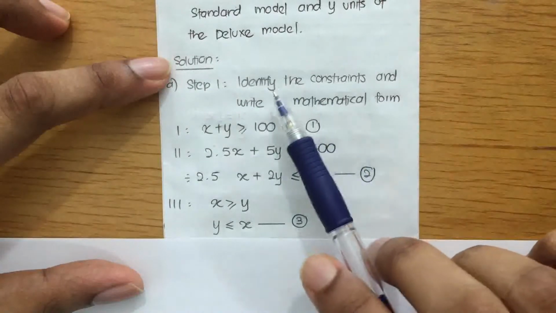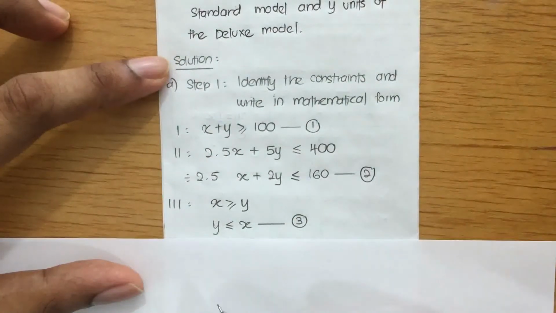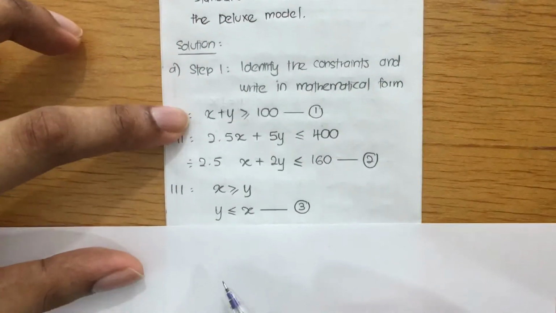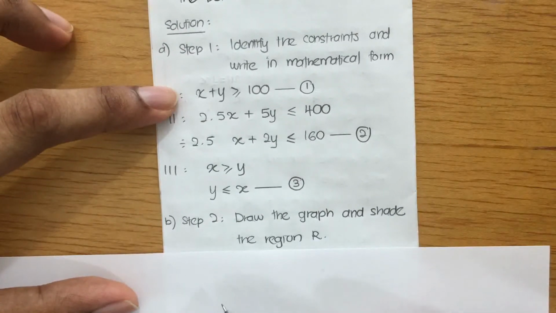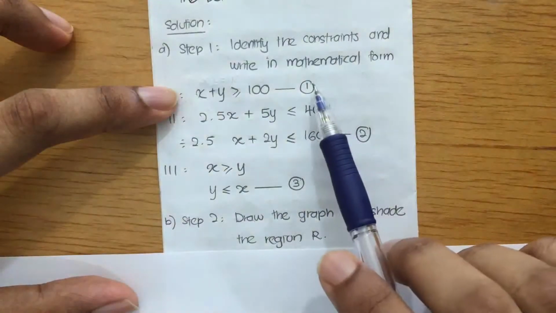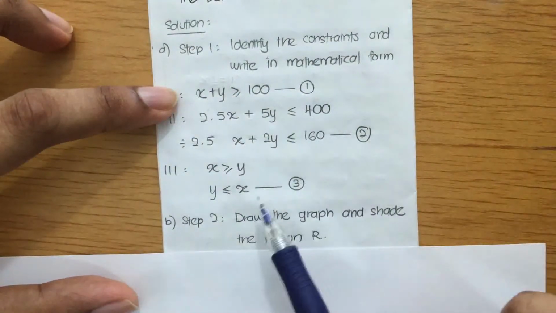Once you have already identified the constraint and written them in the mathematical form, what we do in the next step is we draw the graph and then we shade the region R, which satisfy the inequalities, guys. The 3 inequalities which you have mentioned over here.